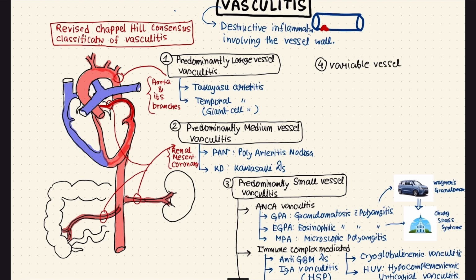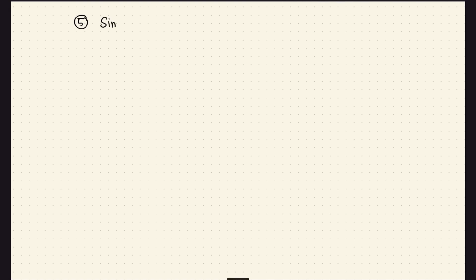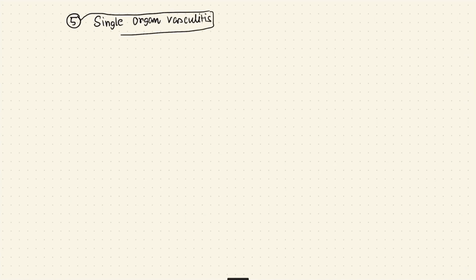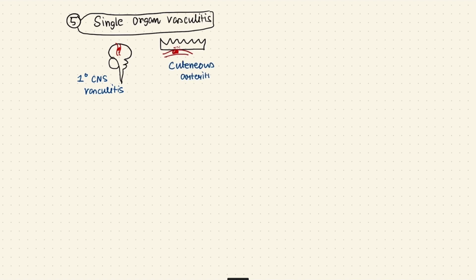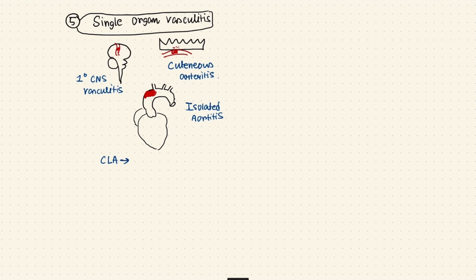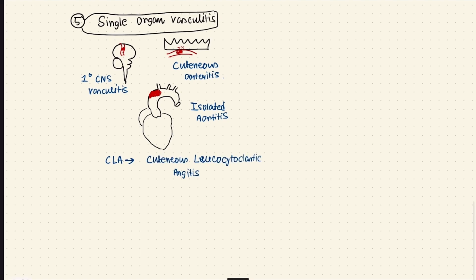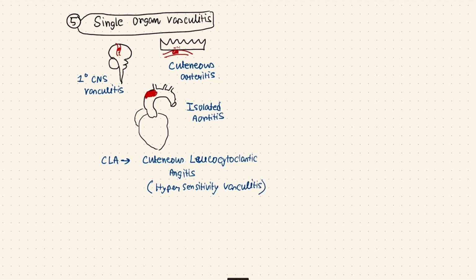We have another major heading, variable vessel vasculitis. Examples are Behcet's disease and Cogan's syndrome. Now we have single organ vasculitis, which primarily involves the central nervous system, called primary CNS vasculitis. We have cutaneous arteritis. We have isolated aortitis, and CLA, that is cutaneous leukocytoclastic angiitis, which is also called hypersensitivity vasculitis.